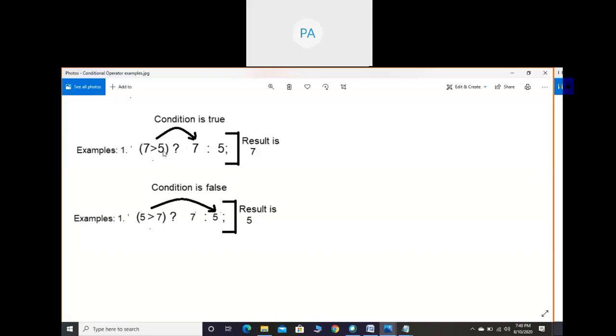Ask the question in English: is 7 greater than 5? Yes, 7 is greater than 5, so it is true. If the condition is true, it will select the first result as the final value. If the condition is false, it will select the second result. So in example 1, 7 greater than 5 is true, so it will select the first result, that is 7. What we write immediately after the question mark is the first result, and what we write immediately after the colon is the second result.